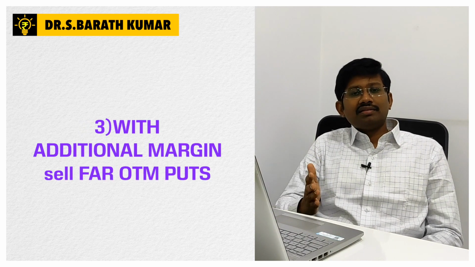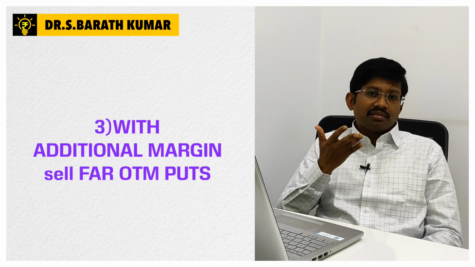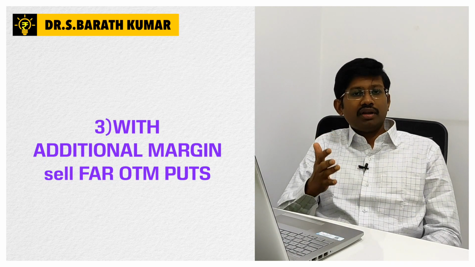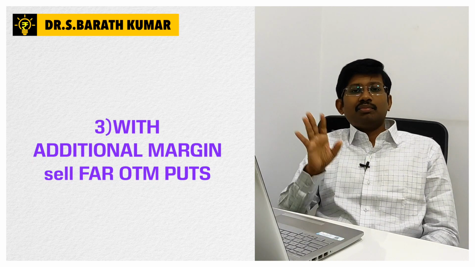Now this is for some retail traders. Say we have more capital at disposal. We can not only make these adjustments by doing strangles and straddles, apart from these things, we can even sell some far out of the money puts. Say in this example, we can sell something at around 13,800, 14,000, 14,200, whatever put we want. We can always sell the puts.